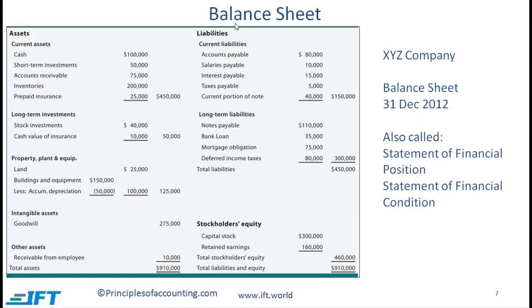Here is a simplistic version of a balance sheet. Note that the balance sheet is depicted on a particular day. Here we are looking at a balance sheet as of 31st December 2012. This is also called the statement of financial position or the statement of financial condition. It shows all the assets of the company, both tangible and intangible assets, the liabilities, short term and long term, and then stockholders' equity.